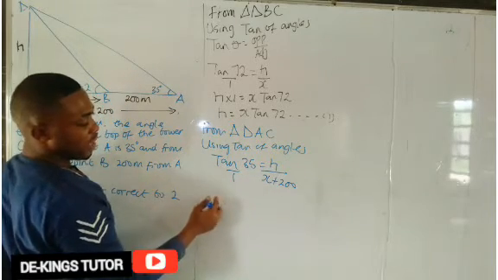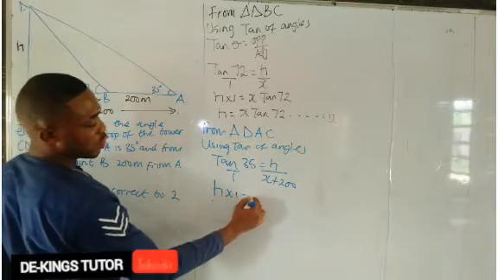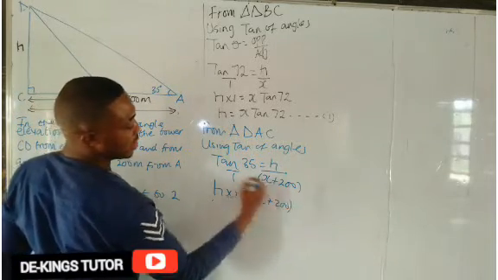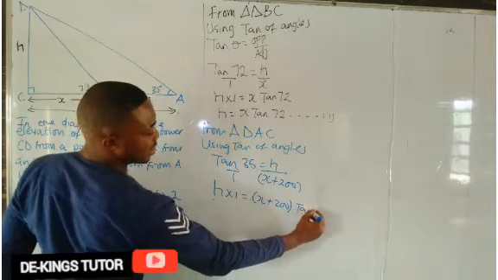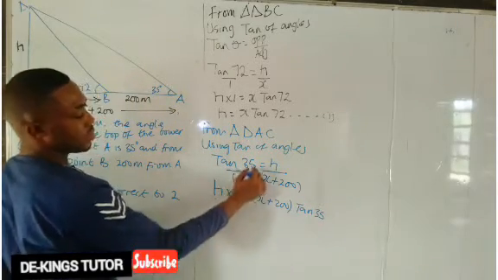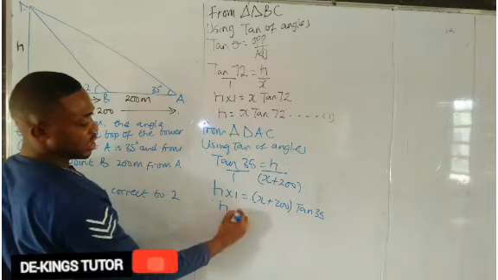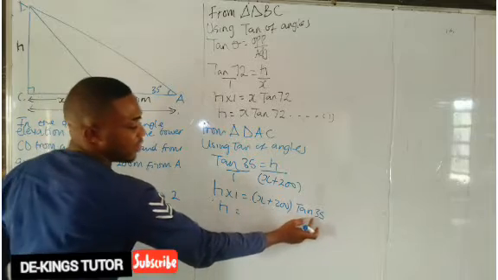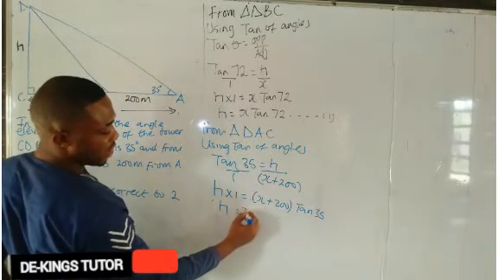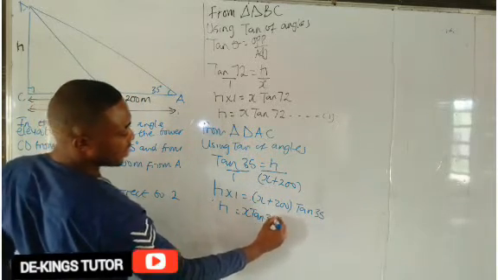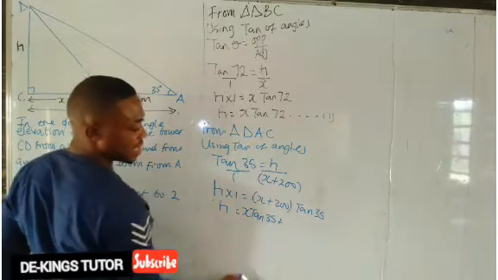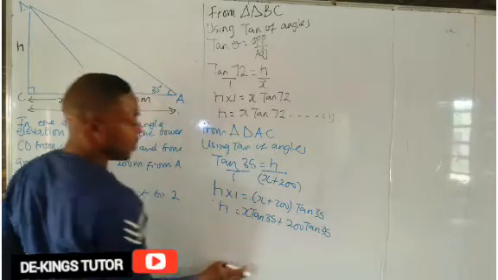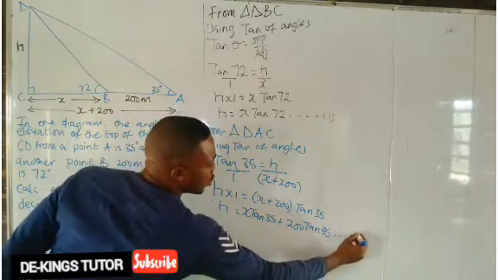So if we cross multiply, we have h times 1 equal x plus 200 times tan 35. So h times 1 is h. Now we can open this bracket. We have x tan 35 plus 200 tan 35. So we can call this equation 2.